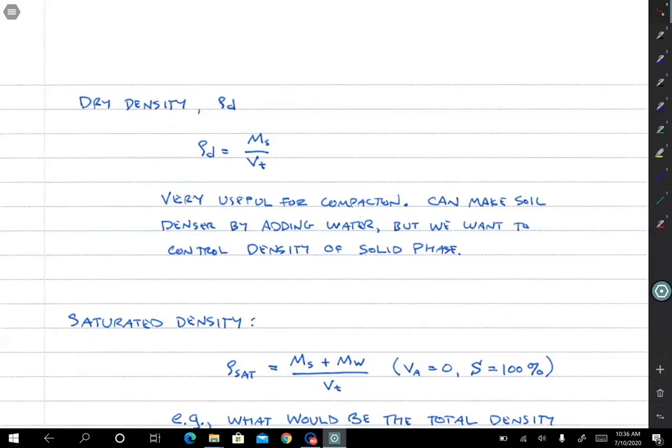Total density is not so much directly related to strength and deformability, because you can change the total density quite a bit by just adjusting the water content, right? If you have totally dry sand and it's pretty dense and strong, and then you fill up the void space with water, the total density is going to change quite a bit because you're replacing air with water, but the strength and stiffness doesn't really change because the dry density hasn't changed. So that's why we use dry density for compaction, because we want to get the solid particles tightly packed to make the soil stiff and strong.